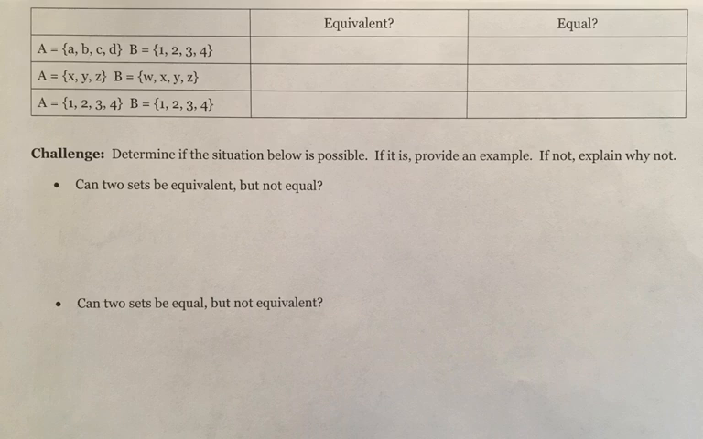So let's take a look at a couple of examples and determine if these sets are equivalent or equal, or both. Maybe it's possible to be both. We'll find out, right? So in this first one, in order for two sets to be equivalent, they have to have the same number of elements. Their cardinality must be the same. So A is equal to set A, B, C, D. B is equal to set 1, 2, 3, 4. They both have 4 elements. So the cardinality of A is equal to the cardinality of B. So yes, they are equivalent. But are they equal? In order for them to be equal, they must have exactly the same elements. So no, these are not equal. They are equivalent, but not equal.